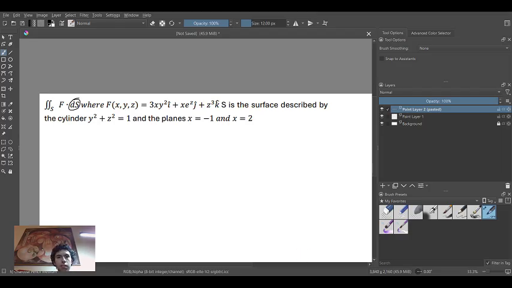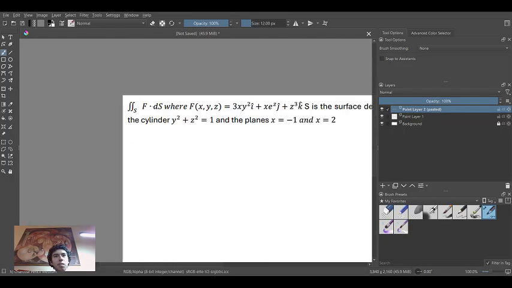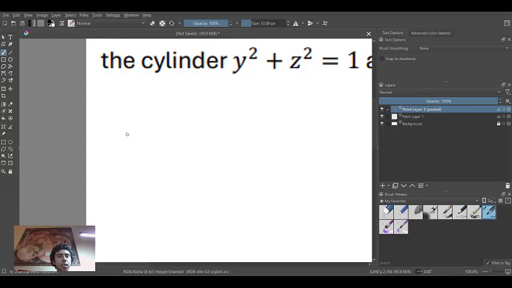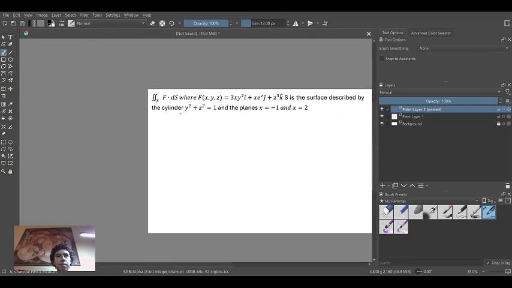Wait a minute, dS and dS. All right, yeah. The dS is going to be replaced by a dV because it's a volume now, and the divergence of this. So first off, the divergence.